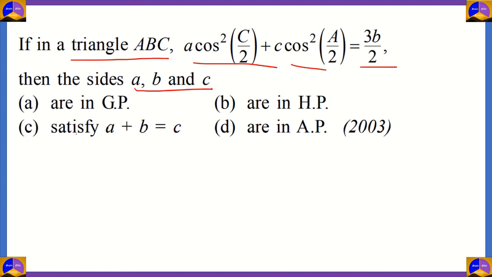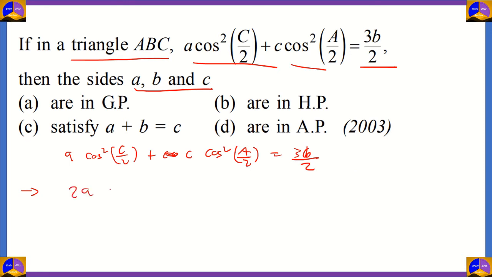Well, to find out, let's first write the equation down. a cos² (C/2) + c cos² (A/2) equals 3b divided by 2. So now let's take the 2 in the denominator of the right hand side towards the left hand side. So we're basically multiplying the left hand side by 2. So you get 2a cos² (C/2) + 2c cos² (A/2) equals 3b.